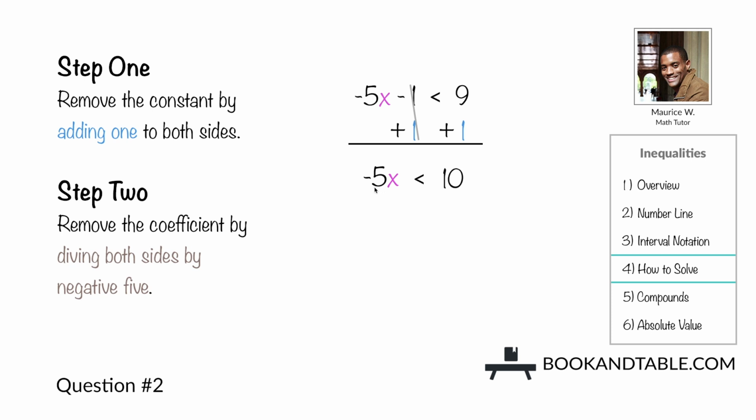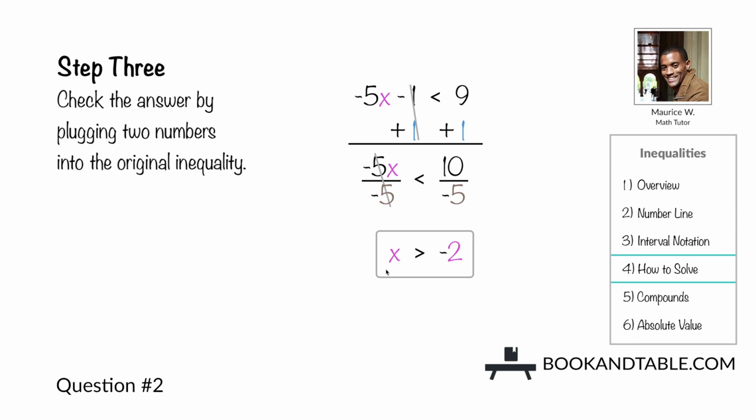Step 2, remove the coefficient, which is negative 5, by dividing both sides by negative 5. When we do that, that leaves us with x on the left side and 10 divided by negative 5, which is negative 2 on the right side. And since we are dividing by a negative number, we must reverse the sign from less than to greater than. So the correct answer for question number 2 is x is greater than negative 2.